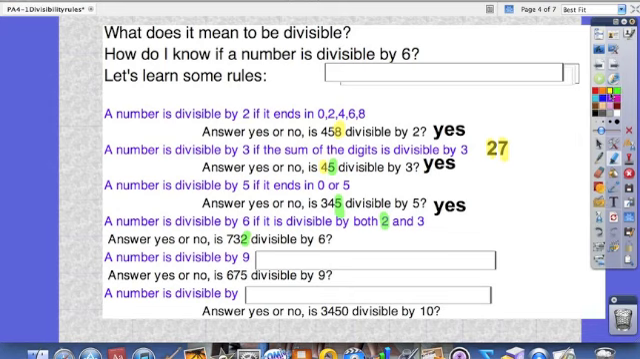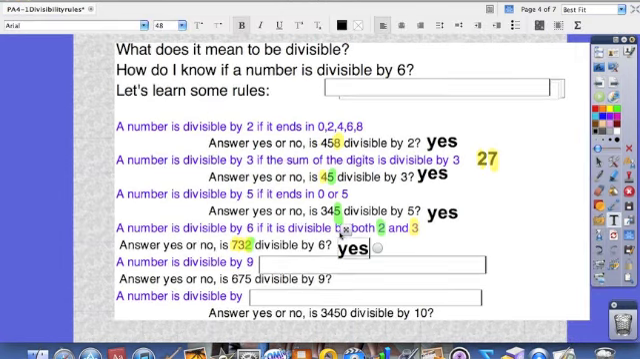Let's check it for 3. In order for a number to be divisible by 3, the sum of the digits must be divisible by 3. Well, let's add up our digits. 7 plus 3 is 10, plus 2 is 12. Is 12 divisible by 3? Yes, so 732 is also divisible by 3. Since it's divisible by both 2 and 3, we can say yes, this number 732 is divisible by 6. Pause the movie now and copy these two rules into your notes.